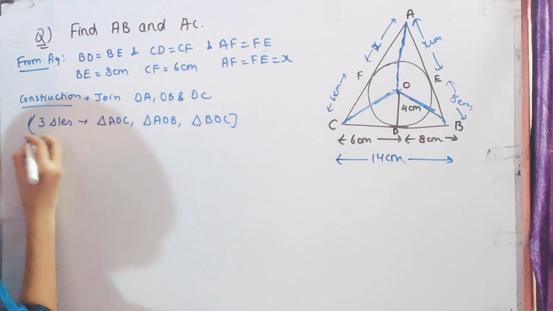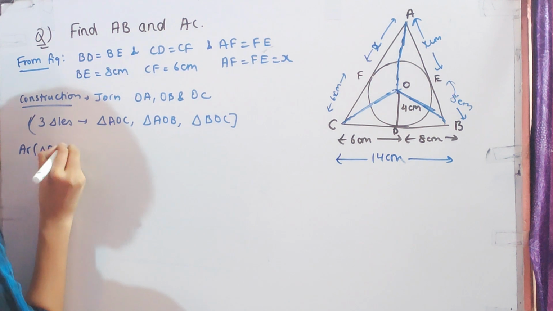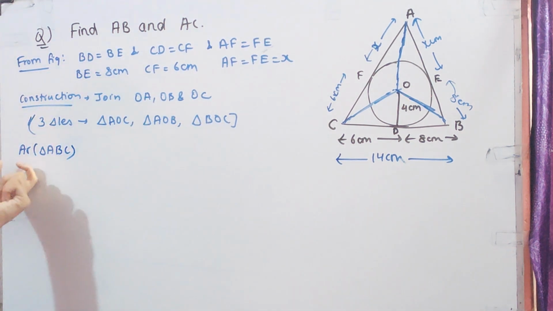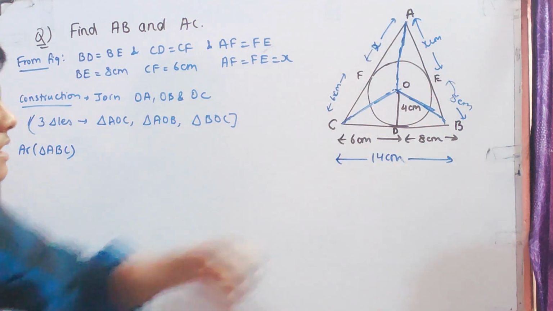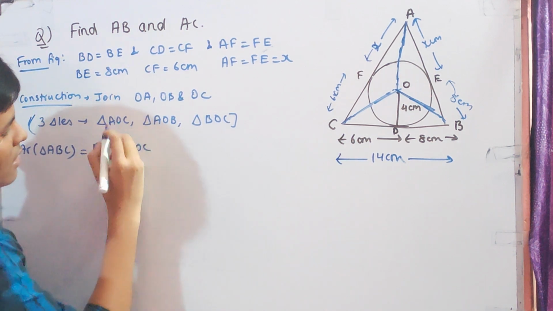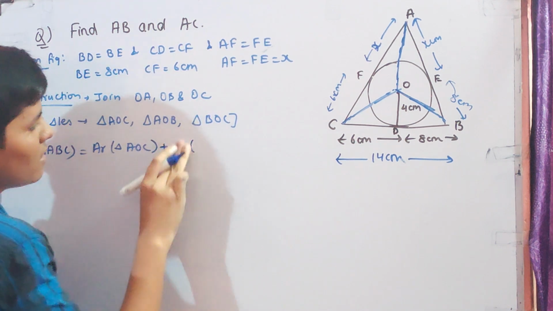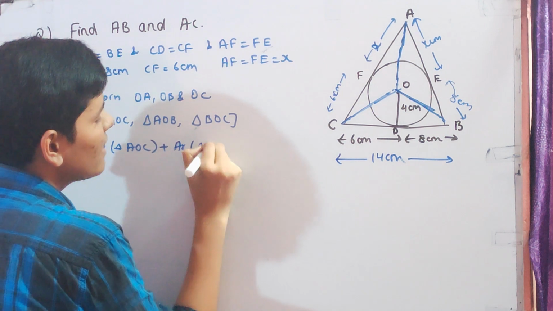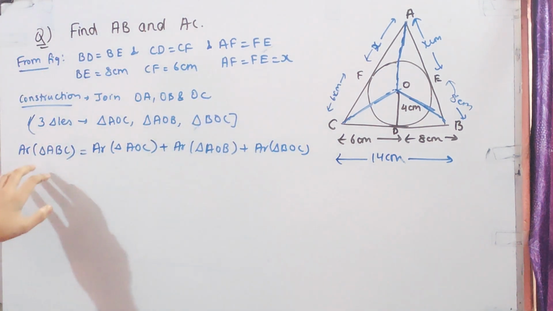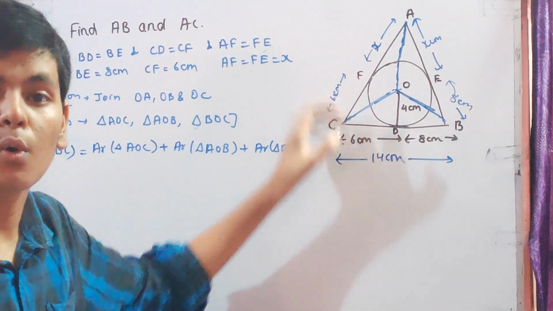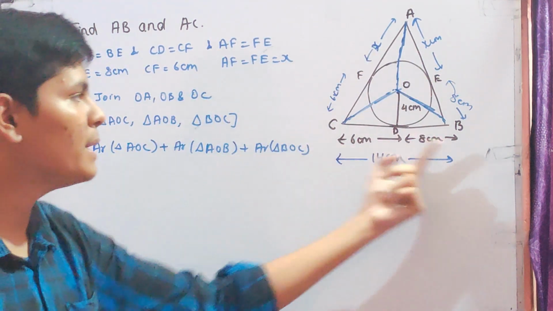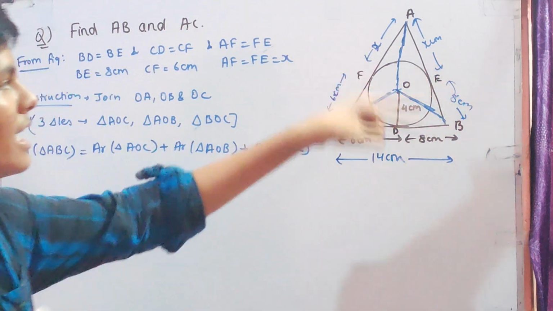Now area of triangle ABC, or let us take it ABC, much better. Now if you want to find the area of triangle ABC, the whole triangle, that is equal to the area of triangle AOC, let me draw it as a triangle, plus the area of triangle AOB plus the area of triangle BOC. So the sum of all the three small triangles is equal to the area of the whole triangle.